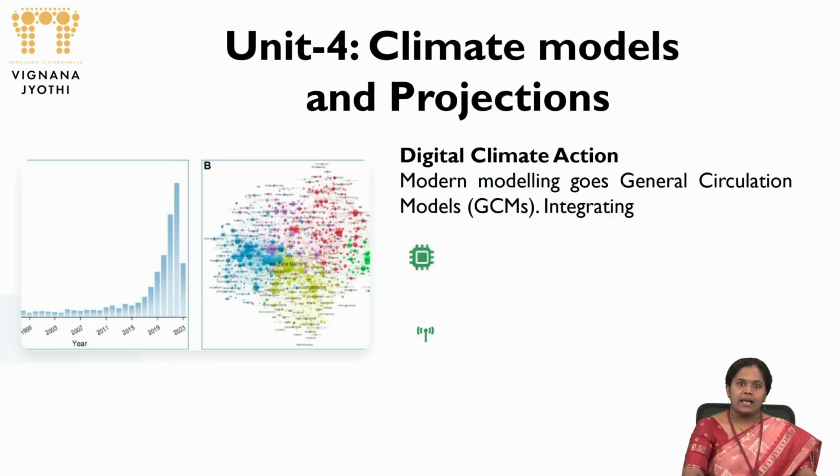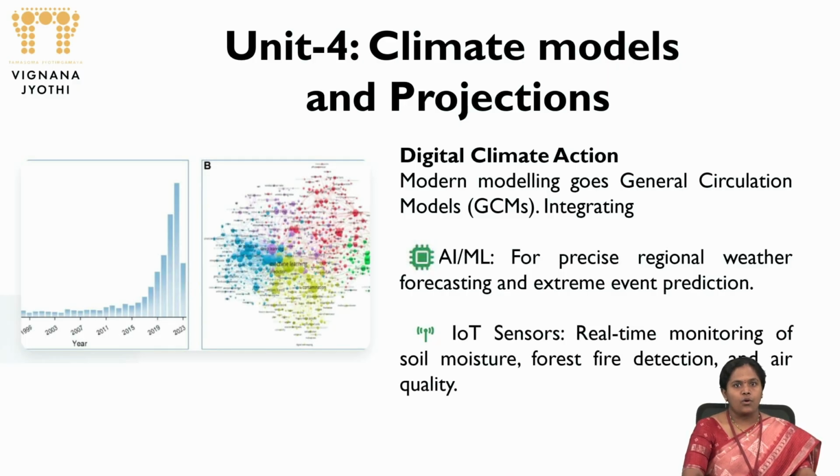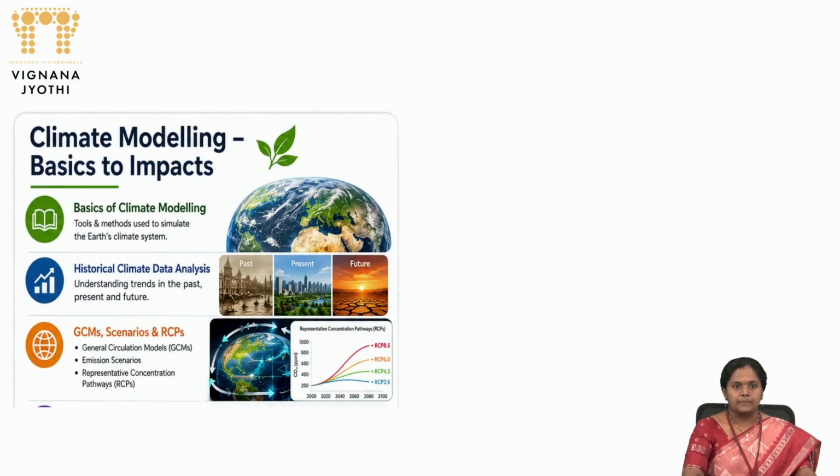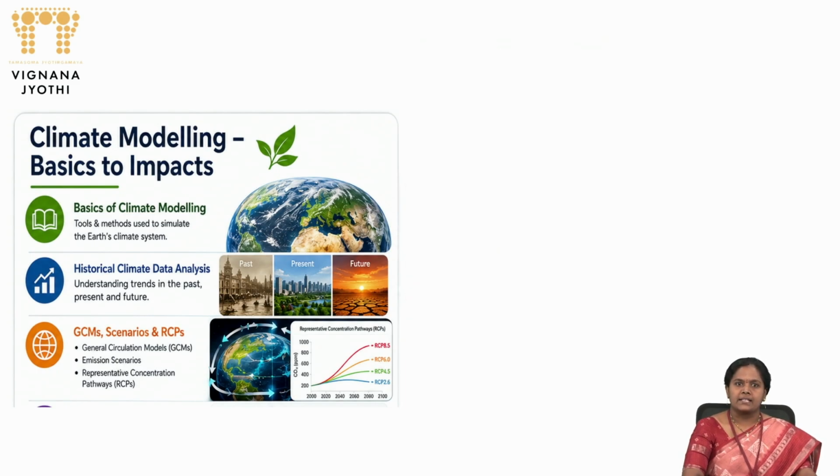We also look at the climate tech. How can AI predict a cyclone 48 hours earlier? How can IoT sensors optimize irrigation to save 30% more water? We bridge the gap between environmental science and digital innovation, showing how the synergy between code and hardware can literally save our planet. Climate change modeling basics to impacts.